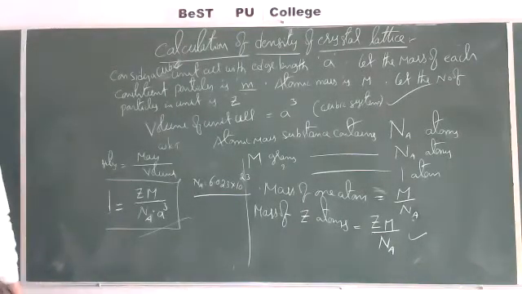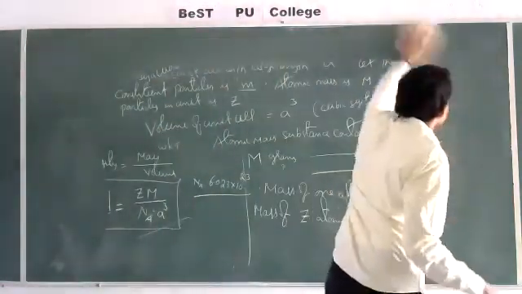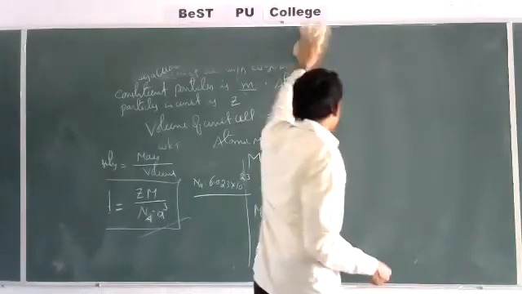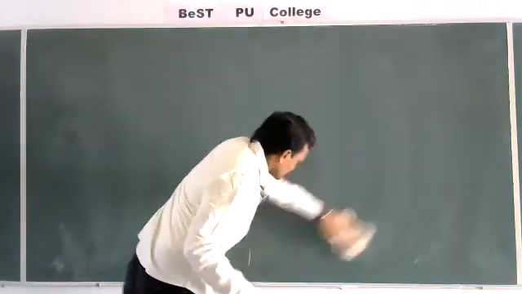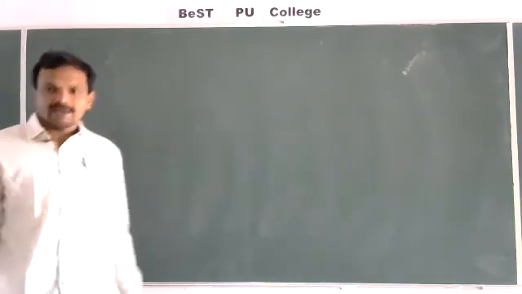Now let us go for the next one. This derivation they do not ask in the PUC examination. The problems based on this density calculation they ask. So no need to practice the derivation part, just solve the problems based on it. That's enough. Right. So one more concept I'll take: radius ratio.